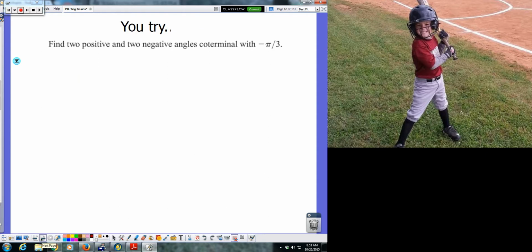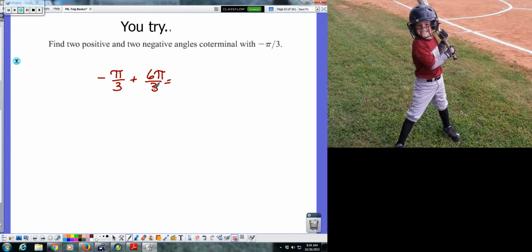Negative pi over 3. We want to find 2 positives and 2 negatives. That's the same thing. This is negative 60 degrees is what you're dealing with here. In order to find coterminal angles, we're adding rotations. We're adding 2 pi's. Common denominator here, multiply top and bottom by 3. That gives me a 6 and a 3, so 6 pi over 3. And you can check that.